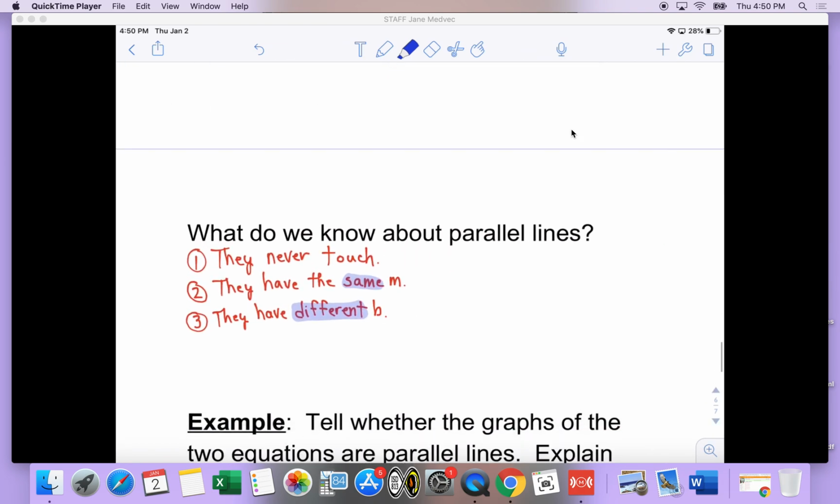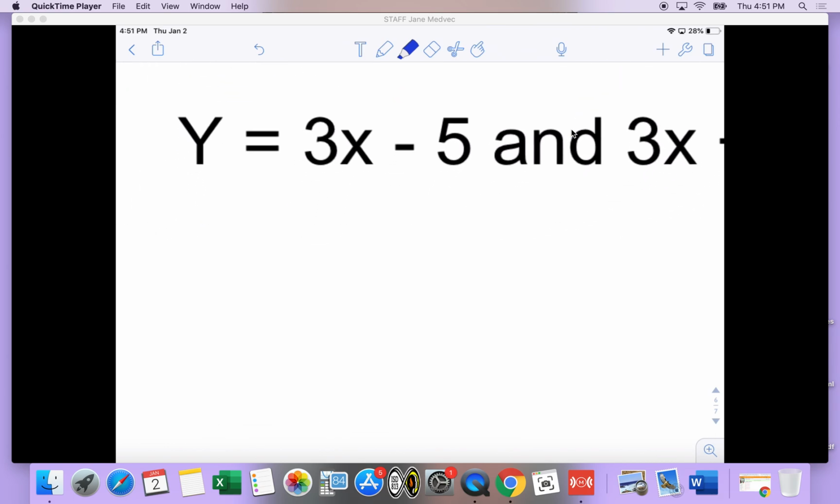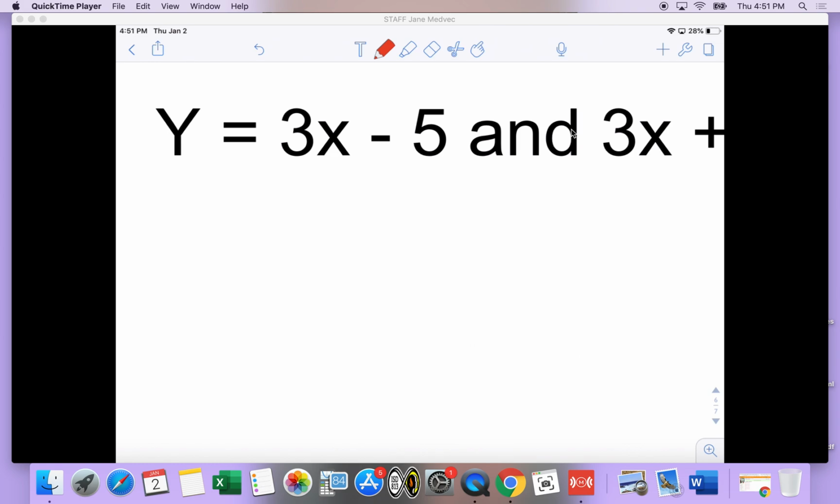Okay, so let's take a look at this next problem. Tell whether the graph of the two equations are parallel lines and explain your reasoning. This is key, explain. Make sure that you do that. So really what we're going to be comparing is our slopes and our y-intercepts. So we're going to take these. My m on this equation is 3, and my b on this equation is -5.